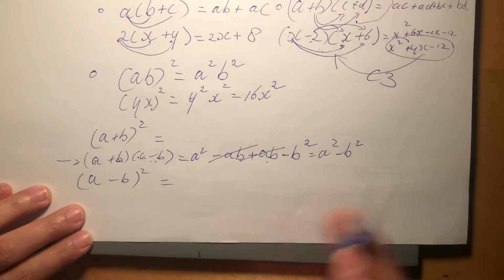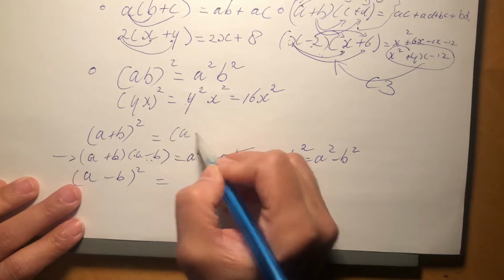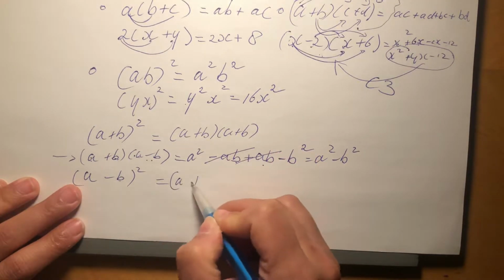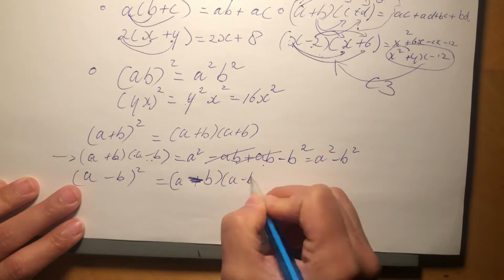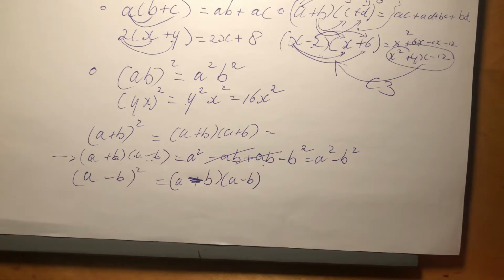Let's have a look at this one, the positive and negative side. When you write it out, you get this. This is actually what it means. We're going to do both of them. You multiply the brackets out. Pause the video, do this by yourself and see if you can do it.